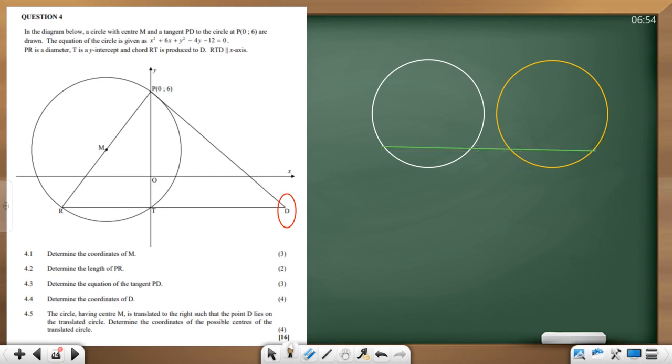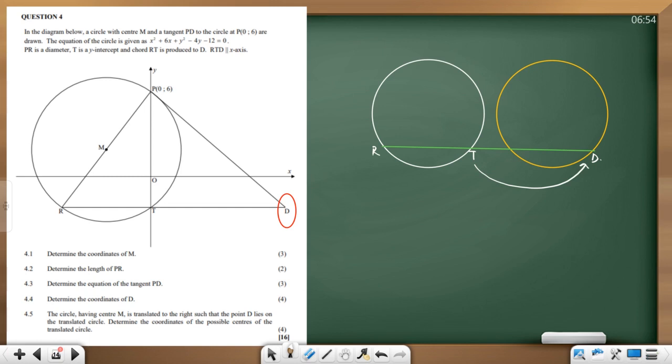Lovely. So this is R, that is T. Now, D lies on the circle. I see there are two ways. For D to lie on the circle, I hope you would be able to see what I'm doing. D could be here. That's where D is. That means point T is now at point D.